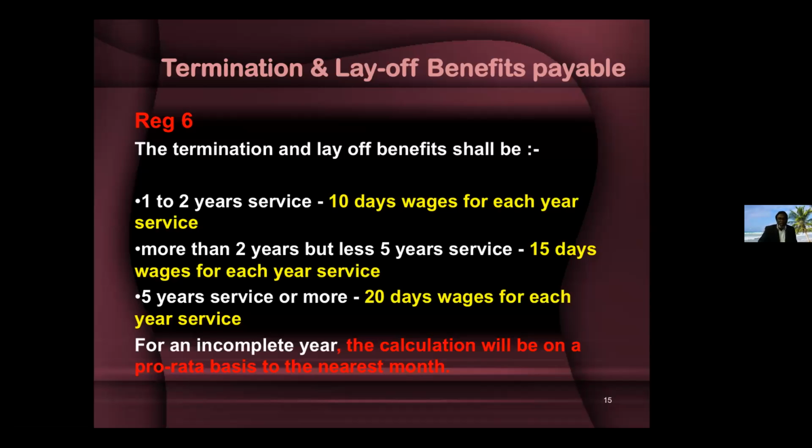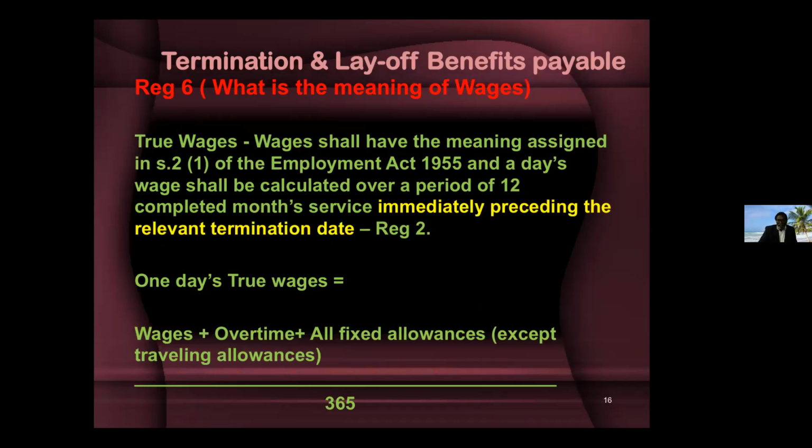The next issue we look at is how do we compute? We look at true wages. Under the termination benefits regulations, the amount payable depends on the meaning of wages. Under regulation 6, wages shall have the meaning assigned in section 2 of the Employment Act, and a day's wage shall be calculated over a period of 12 complete months of service immediately preceding the relevant termination date. So for example, you have an employee who is being terminated due to redundancy, or retrenched due to redundancy, on December 31st.